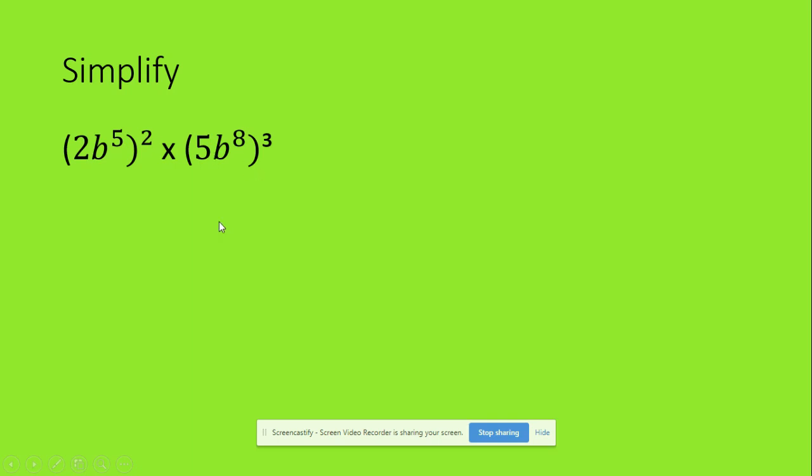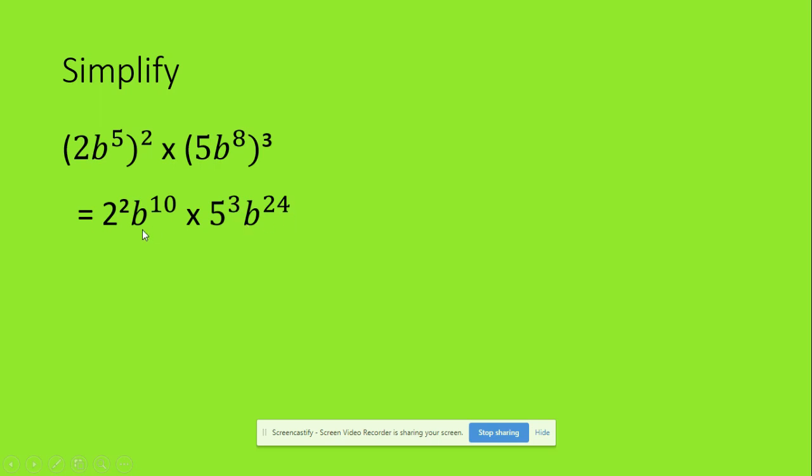Let me show you the answer so I can explain it with you. So it goes 2 to the power of 2. Because there's a bracket in between, they will be multiplied by the indices. So b to the power of 10, multiplied by, the 5 is on its own, so it's 5 to the power of 3. B to the power of 8, that gets timesed as well, and that gives you b to the power of 24.